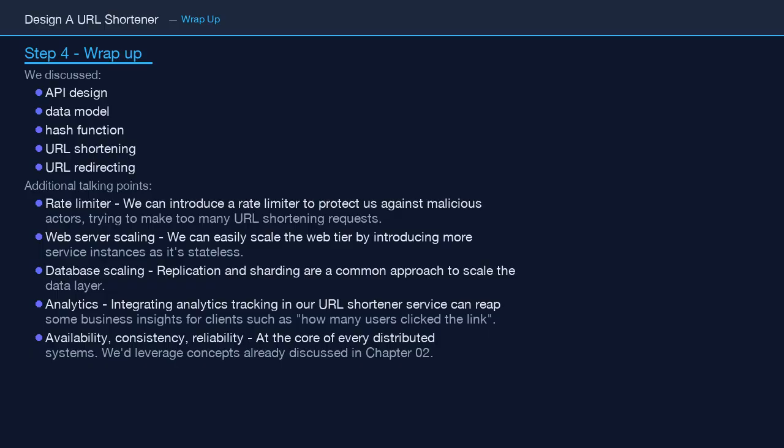On the topic of a rate limiter, without one, a malicious actor could hammer our shortening endpoint with enormous volumes of requests, exhausting resources and potentially generating junk data at scale. A rate limiter sits in front of the service and enforces a ceiling on how many requests a single client can make within a given window.